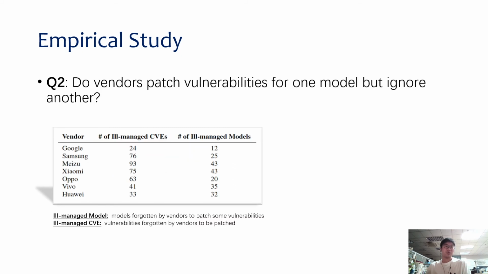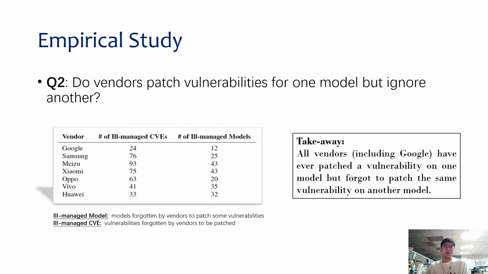The second question is: do vendors patch vulnerabilities for one model but ignore another? The answer is yes. From the figure, we can find that all vendors have ill-managed CVEs and ill-managed models. In other words, all vendors have at some point patched a vulnerability on one model but forgot to patch the same vulnerability on another.